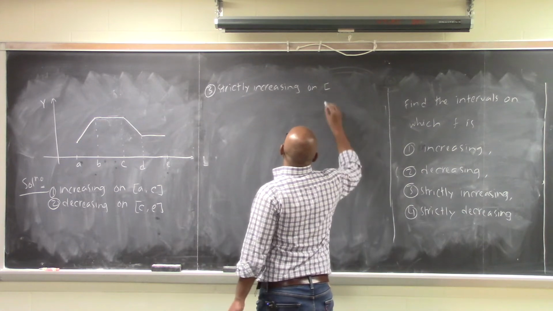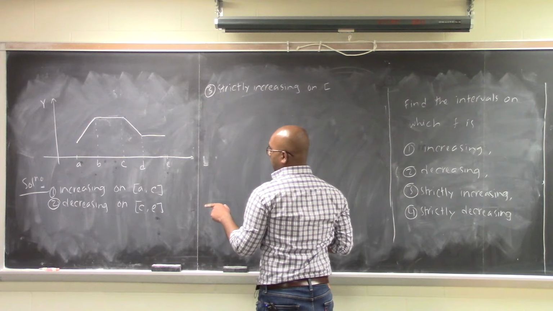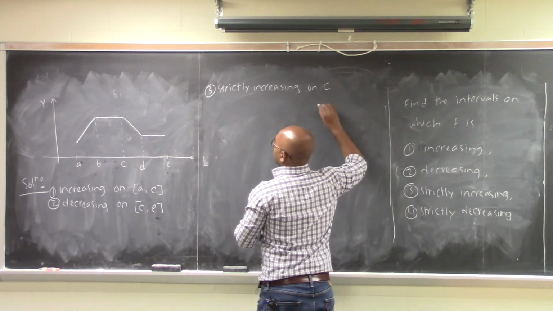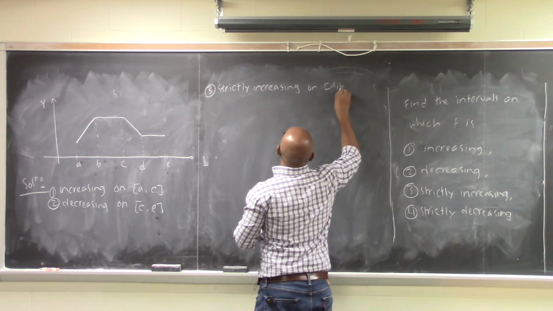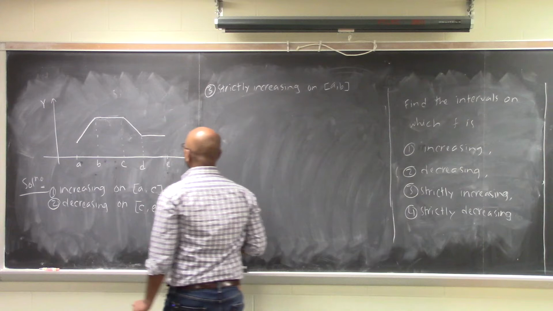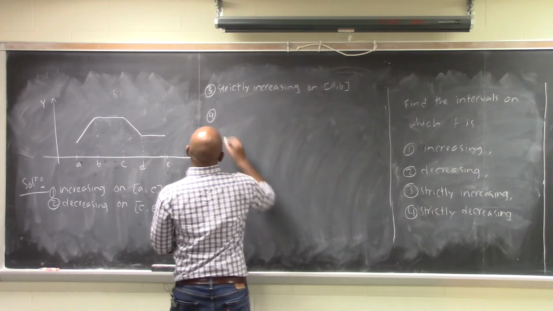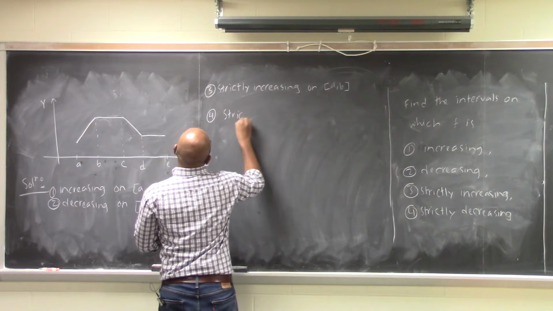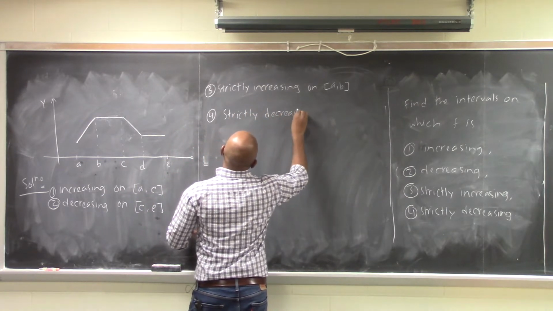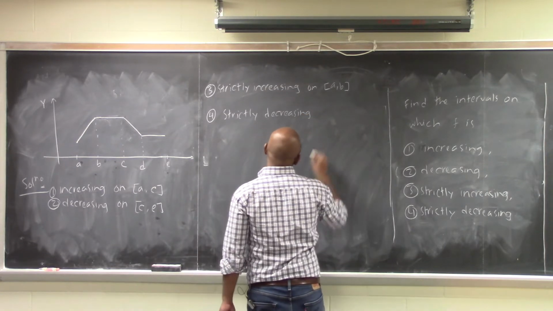So strictly increasing on A to B. All right, and then 4, strictly decreasing on C to D.